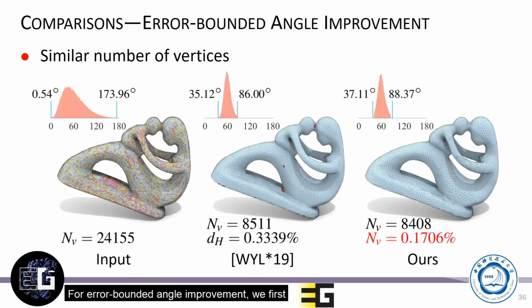For error-bounded angle improvement, we first compare our method with a previous method. Using the example provided by the authors, our resulting number of vertices is constrained to be smaller than theirs, and the two-sided Hausdorff distance is bounded to be smaller than 0.2% for our algorithm. The angle distributions are similar, but their results violate the error-bounded constraint.